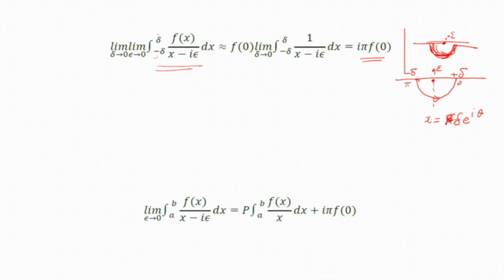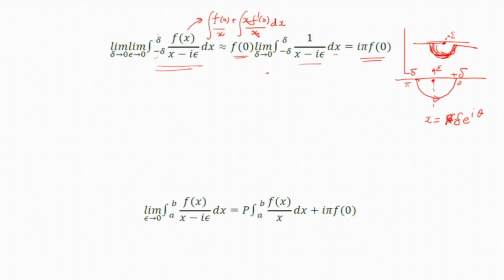So, let us write this. I expand f of x as f 0 plus x f prime 0, and we divide by x. When I take dx, the second term is 0, because delta is going to 0 and f prime 0 is finite. So, all other terms will be 0 except the singularity. f 0 by x is the problem term, correct. So, this is what I have written, f 0 divided by x minus i epsilon dx.